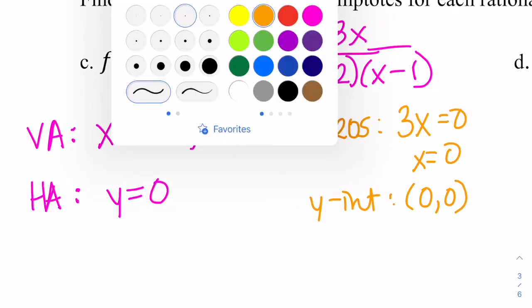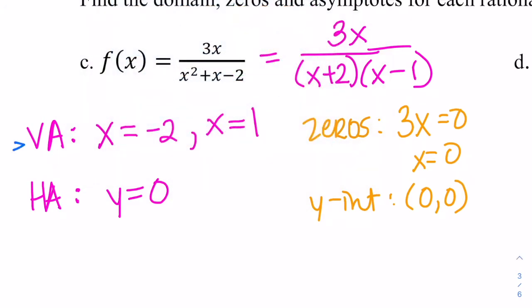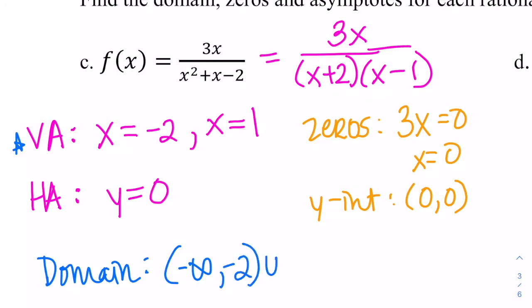Now these vertical asymptotes are going to make the intervals for the domain. So it's going to go from negative infinity to negative 2. It can't be negative 2. The second interval is negative 2 to 1, not inclusive. And the third interval is from 1 to positive infinity.